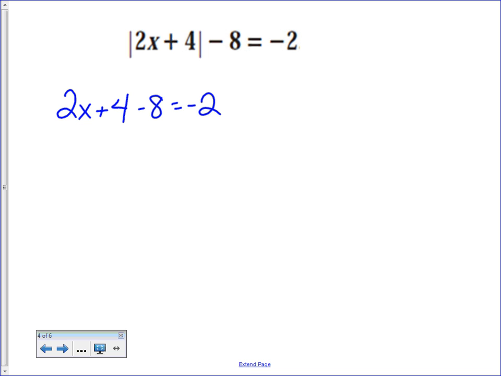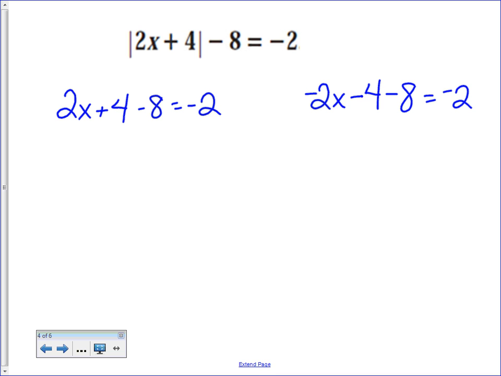And the second time we're going to switch the sign of the terms, but only what is inside the absolute value bars. So instead of a positive 2x, it's a negative 2x. Instead of adding 4, it's subtracting 4. And because our negative 8 was not inside our absolute value bars, that stays the same. Minus 8 still gives us a negative 2. Now we can go back and solve.